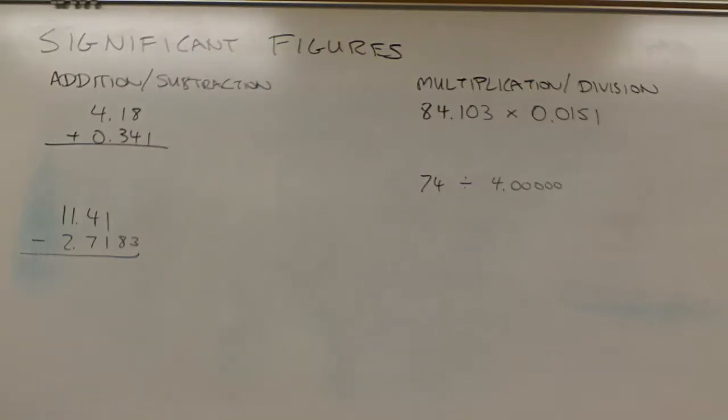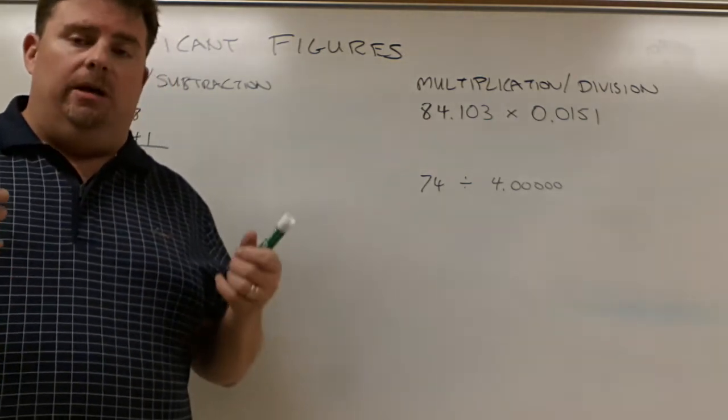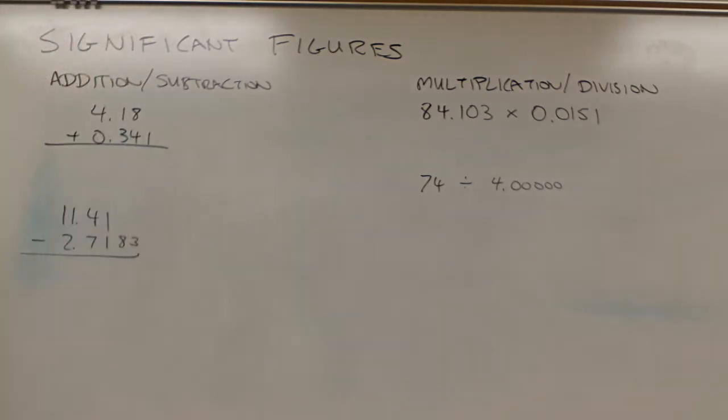All right, so I've got 4 different examples on here for addition, subtraction, multiplication, and division, and how we account for significant figures in each one of these mathematical transformations. So the first one I've got is 4.18 plus 0.0341. All right? So how do I know what's significant and what's not?